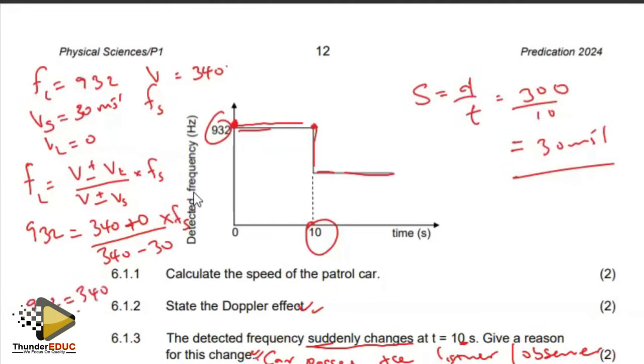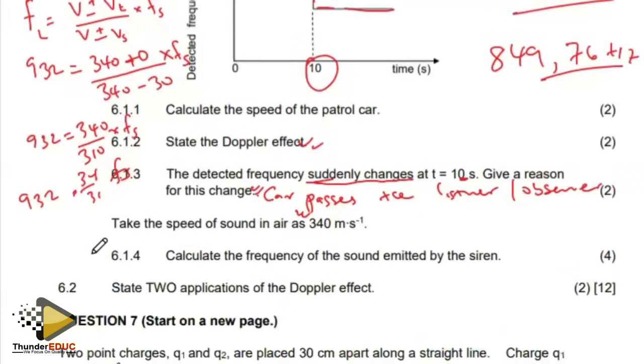932 is equal to 340 over 310 times Fs. All right, so 340 divided by 310 is giving me a fraction. What fraction is it? 34 over 31. Okay. Fs is equal to 932, and then divide both sides by this thing. So 932 divided by my answer, I'm getting 849.76 hertz. Okay, so that is the frequency of the sound, 849.76 hertz.